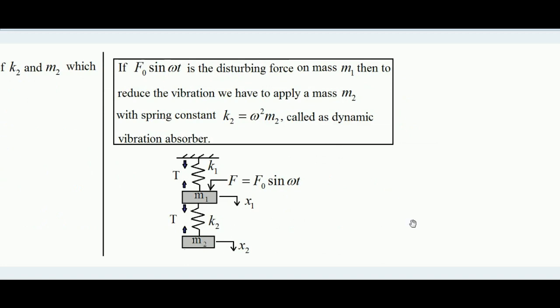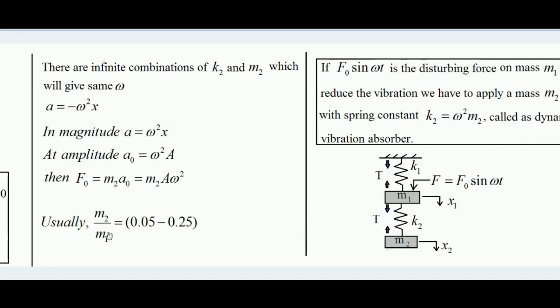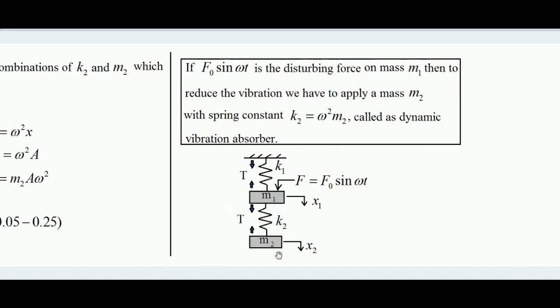Finally, we can conclude that if F naught sin omega t is the disturbing force on any mass m1, then to reduce the vibration or make it zero, we have to apply a spring mass system of mass m2 and spring constant k2, where k2 equals omega square m2. I have already told how to find m2. This spring mass system m2, k2 will act as a dynamic vibration absorber. I hope by this lecture you have understood what dynamic vibration absorption and a dynamic vibration absorber are. Thank you.